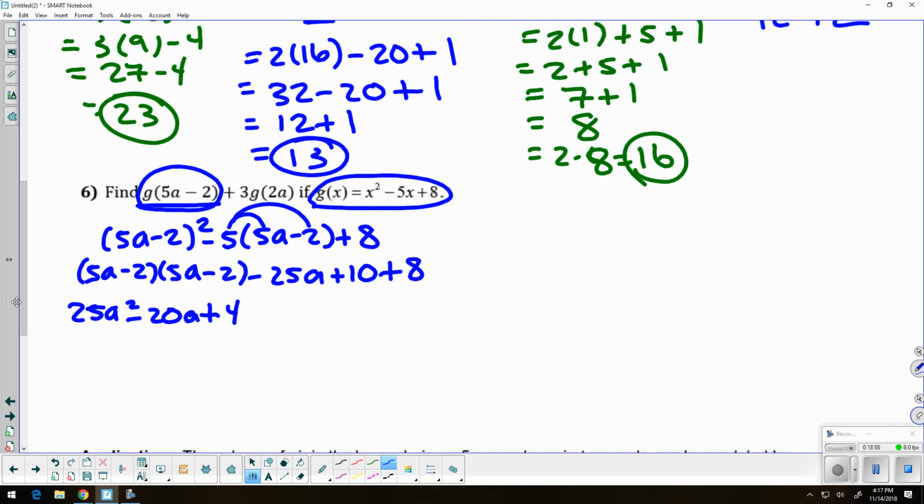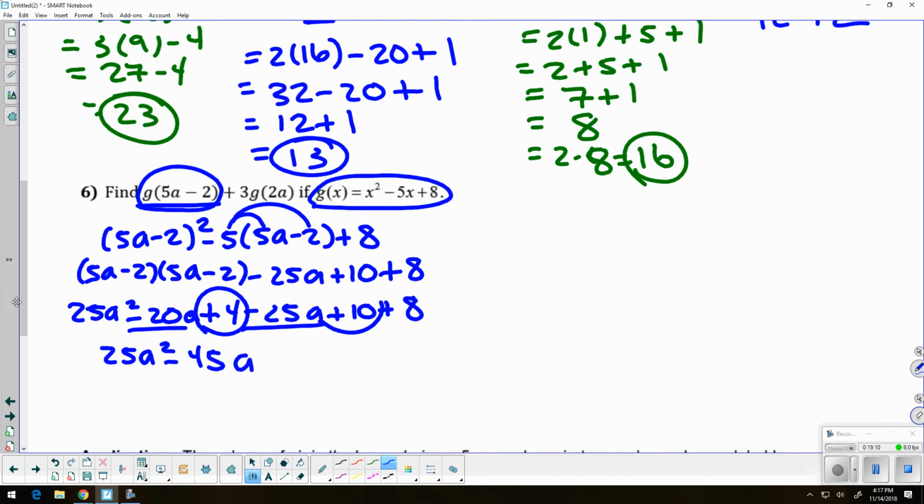So after I FOIL, this is what I get: minus 25a plus 10 plus 8. So I would have 25a squared. Negative 20a minus 25 is negative 45a. And now 4 plus 10 is 14, plus 8, that gives me 22. Again, that's just the first part. So after we do g of 5a minus 2, this is what we have.